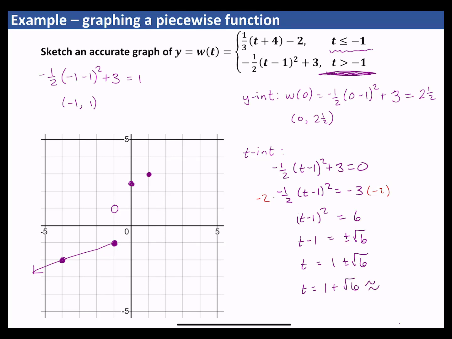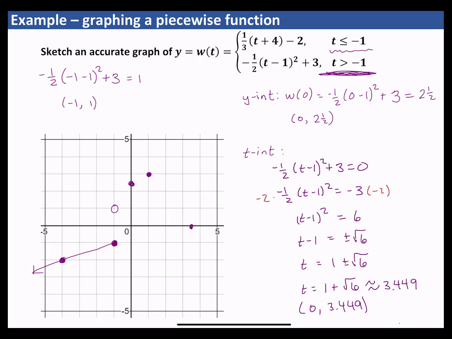And if you use your calculator or technology, you'll see that's approximately 3.449. So our t-intercept is at (3.449, 0). We can estimate that on the graph. That would be right about here.